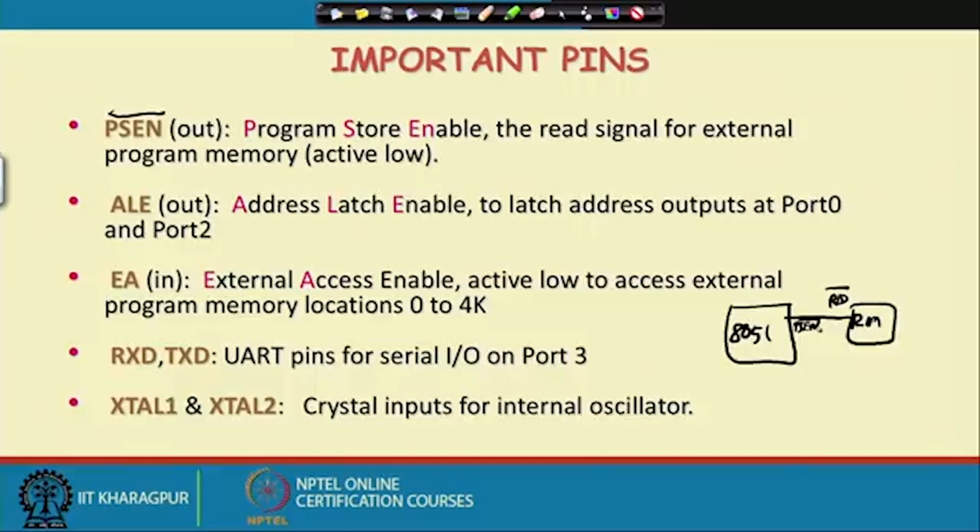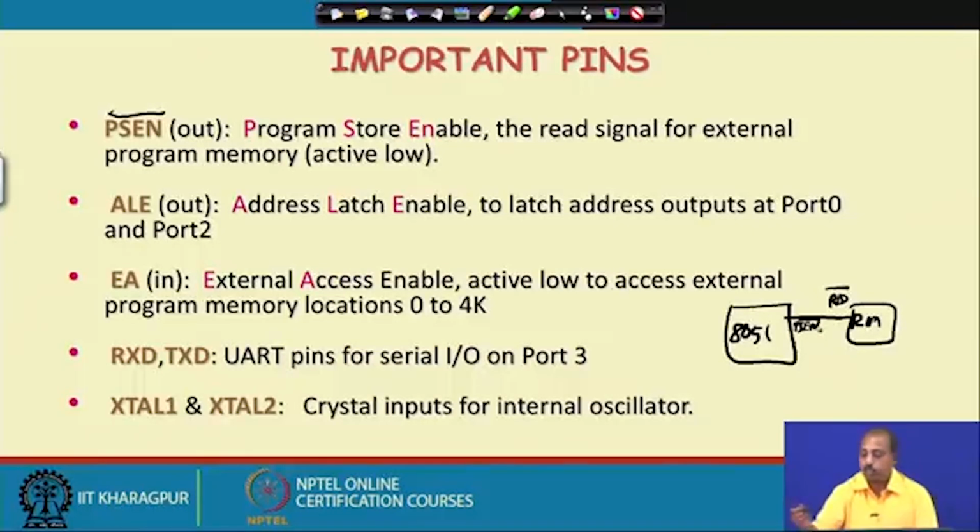Then this external access, EA. This is again an active low signal, so it is also EA bar. It is the external access enable. If you want to access external memory, then this EA bar line should be made low, and if you are trying to access only internal memory, then this EA bar line will be made high. We will come back to this again later.